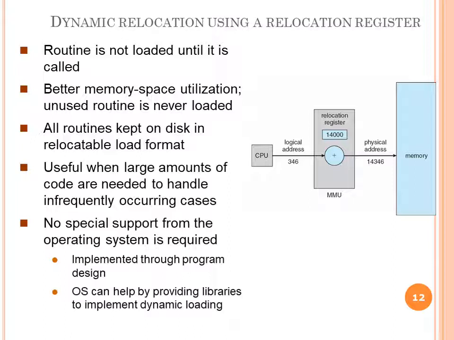For example, if the base is at 14,000, then an attempt by the user to address location 0 is dynamically relocated to location 14,000, as shown in the figure. An access to location 346 is mapped to location 14,346. So no special hardware support from the operating system is required. It is implemented through program design, and the operating system can help by providing libraries to implement dynamic loading.